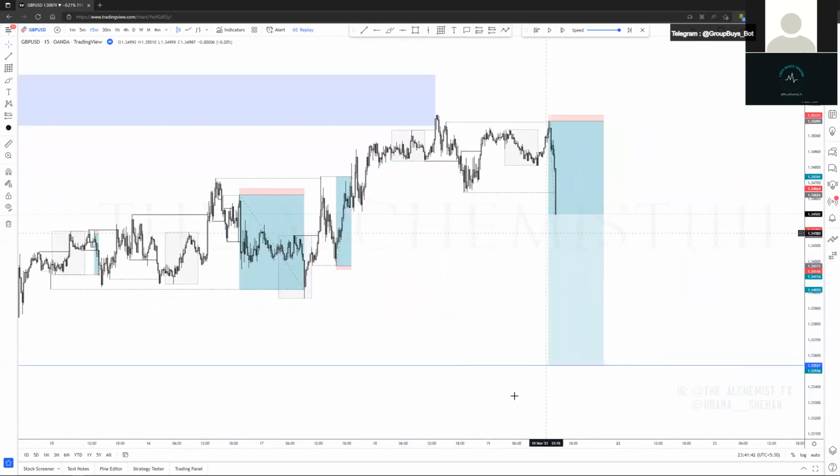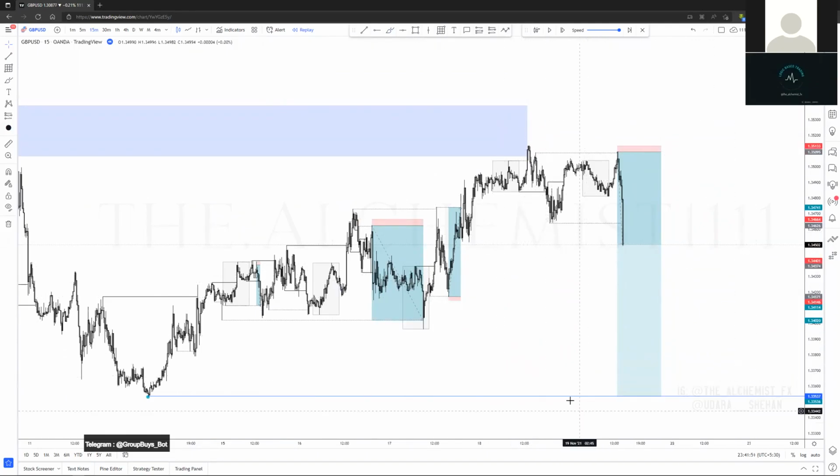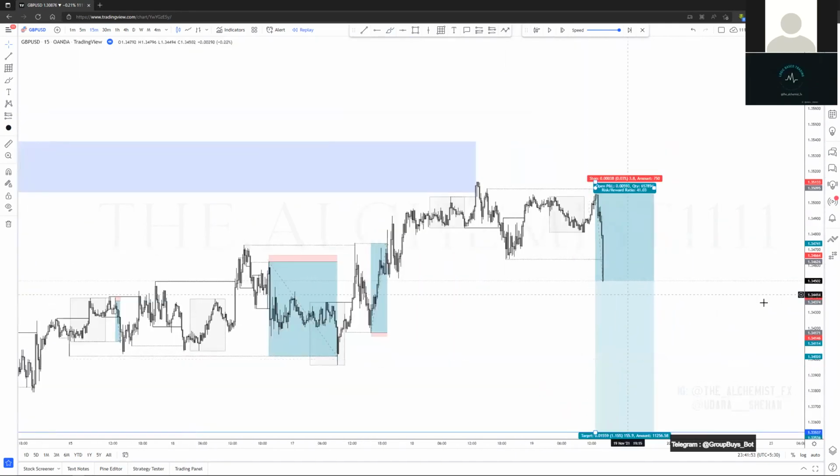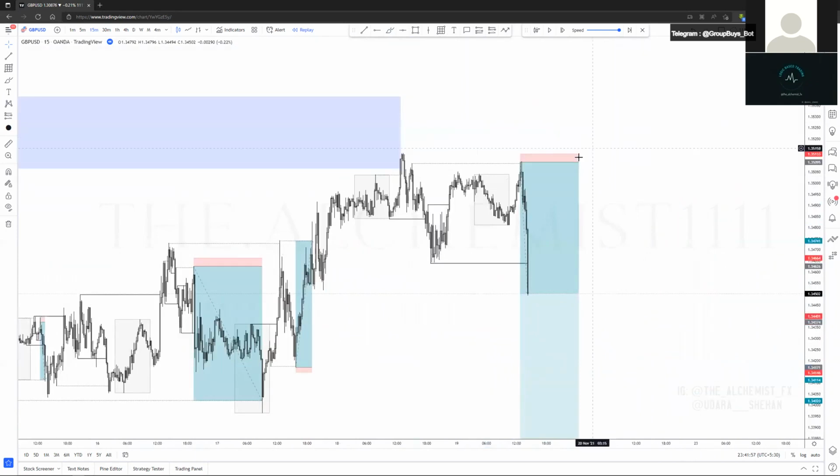Our targets are longer because all of these were based on lower time frame points, but this is a higher time frame point. If it's coming from a higher time frame, we leave it to the higher time frames. Now after we get this, we're done for the day. We wait for next day's Asia and we look for a setup.